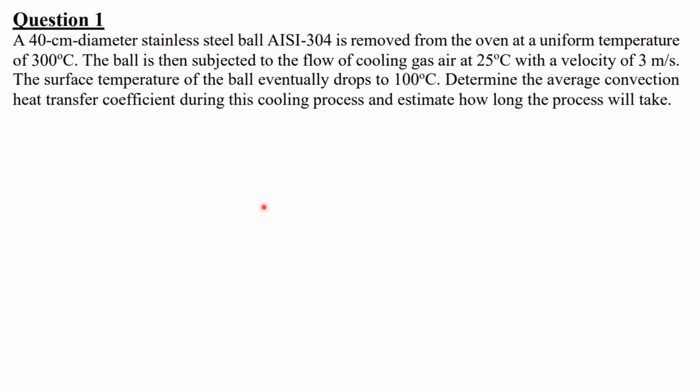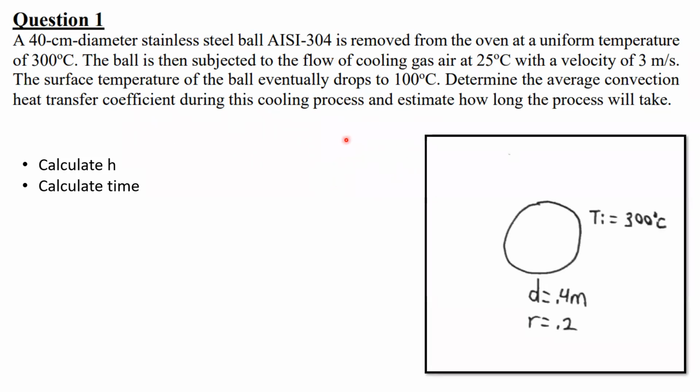Let's get started. So here's our question. We have a stainless steel ball that is oven heated up to 300 degrees Celsius. It's then placed into cooling gas at 25 degrees Celsius, and then it cools down to about 100 degrees Celsius. And so we're asked to calculate the H, the external convection factor, and also the time it takes for this cooling process.